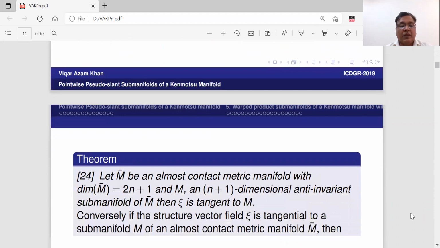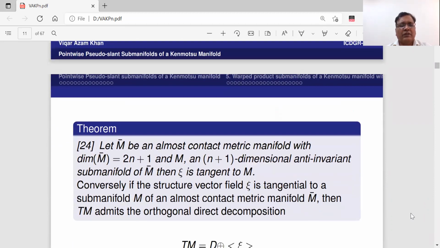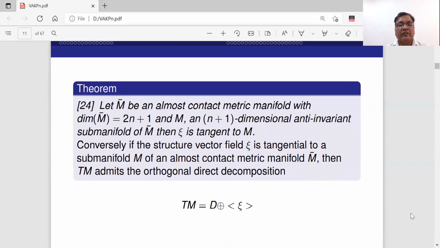All right. Now there are some well-known results which I need to tell you over here. If you are working in a contact metric manifold, and the dimension of the manifold M is 2n plus 1, and there is an anti-invariant submanifold of dimension n plus 1, then obviously xi will be tangent to the submanifold. So this is a well-known theorem which I have specified.